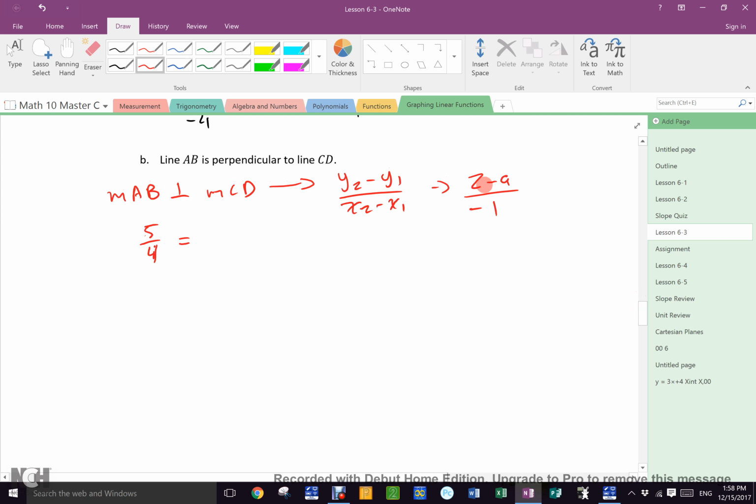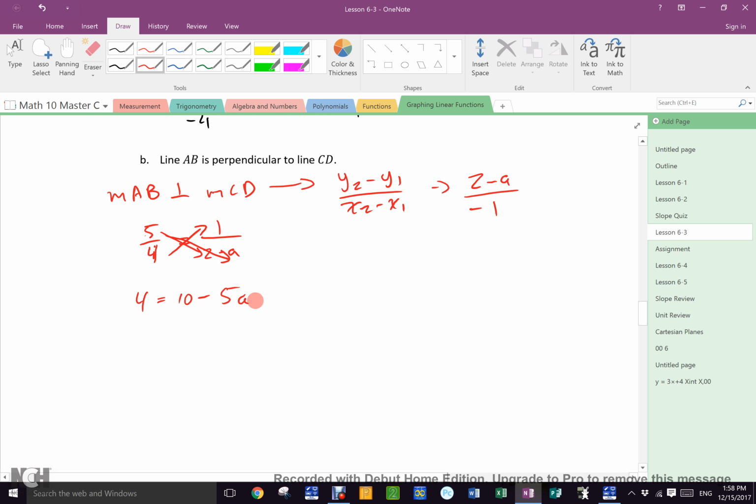That's what we had. But if it's perpendicular, what happens to that? It flips. So where's that negative 1 going? To the numerator. Where's that 2 minus a going? To the denominator. What's happening to that negative 1? It's gone. Now what do? Every time I have fraction equals fraction. Cross multiply. What's 4 times 1? 4. What's 5 times 2? 10 minus. What's 5 times a?